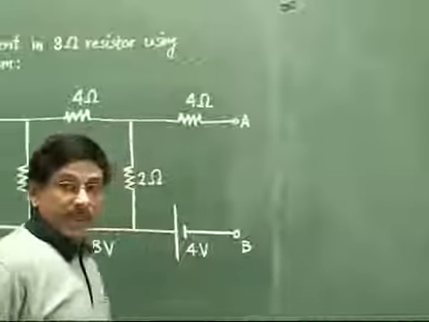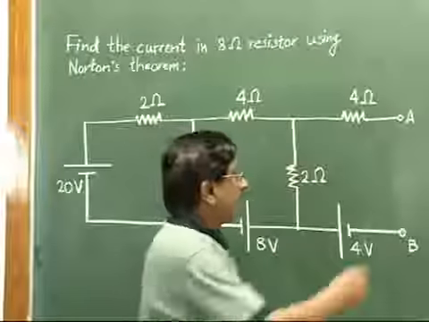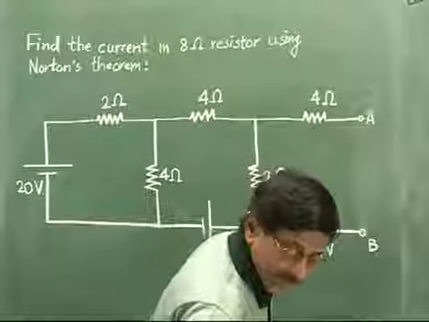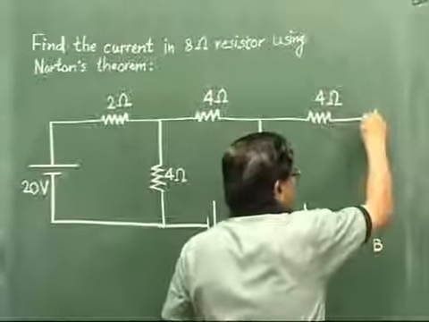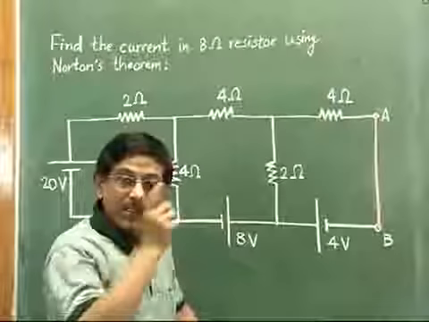Now the second step. In second step, what we will do is we temporarily short circuit these 2 points. I will just show it with some different color like this. So suppose we short here. So this is the beginning of our second step.